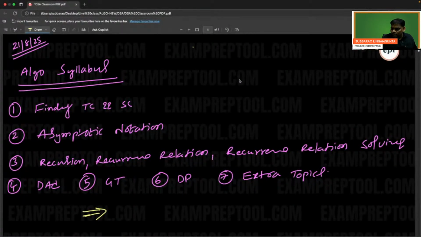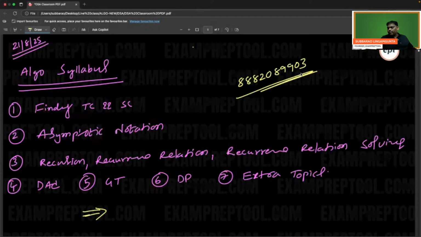24/7 doubt solving is there. If anyone is not in that group, you can WhatsApp me and we are going to add you. This is our WhatsApp number, 8820-89903. While studying this subject, if any doubt, ask in the class itself. After class, if you have a small doubt, you can ask in our group also. Ask in the class, or ask me personally, or ask in our WhatsApp or Telegram group.